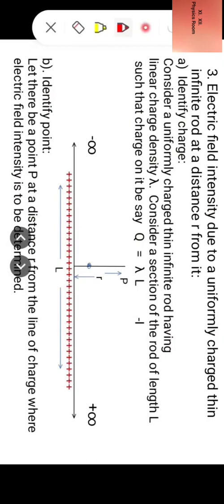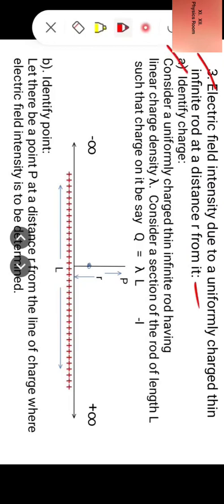Hello friends, continuing with applications of Gauss law. Today we take up the third application: electric field intensity due to a uniformly charged thin infinite rod at a distance r from it. We have to follow 7 steps as usual.